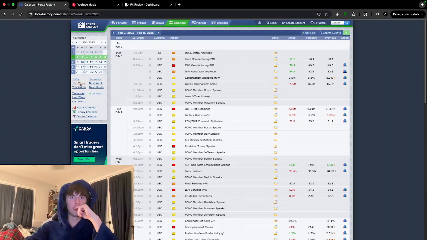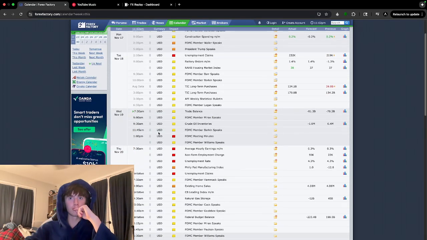Planning for tomorrow. We got FOMC in the afternoon, which means that it will probably be choppy. I'm gonna try to catch an early move in the morning.